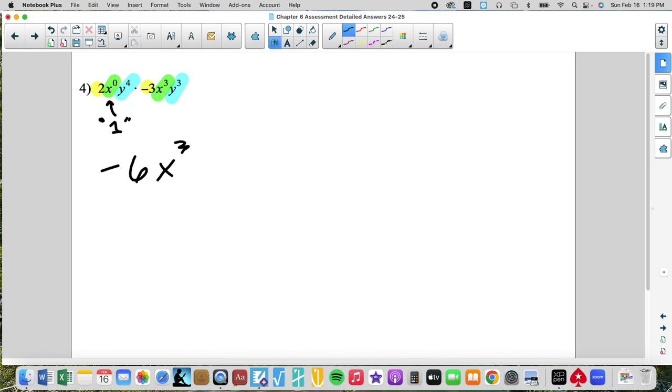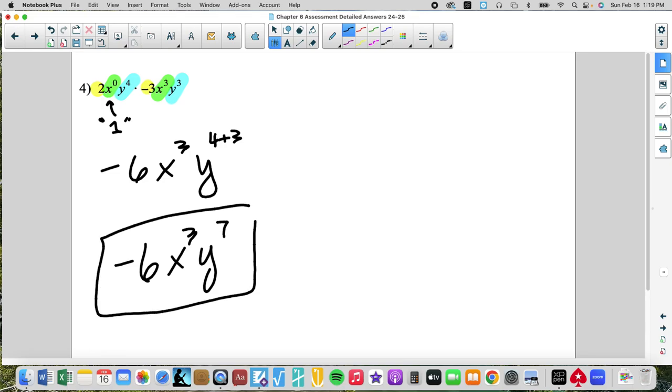That's a value of 1 times x to the third is just going to give you x to the third. And then we have y to the fourth times y to the third, which is y to the fourth plus 3. So you get -6 x to the third y to the 7th. That would be your final answer.